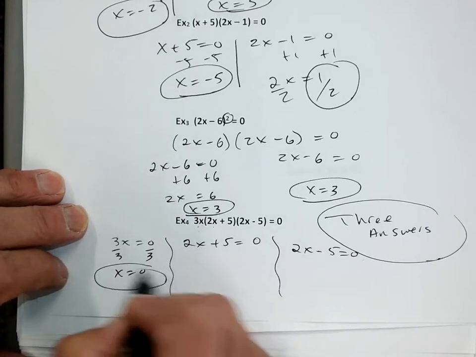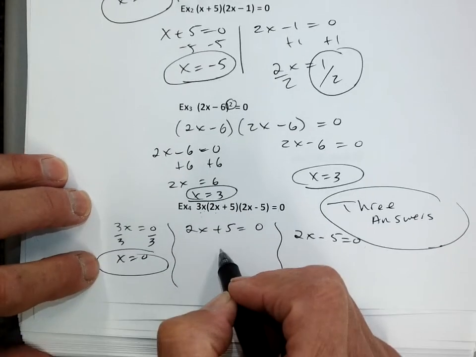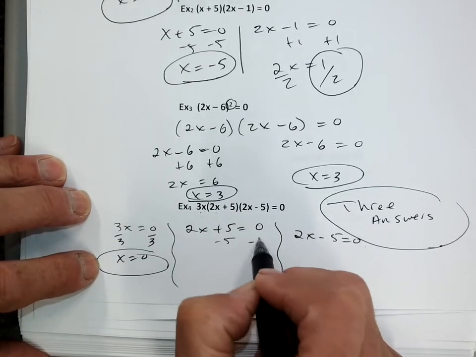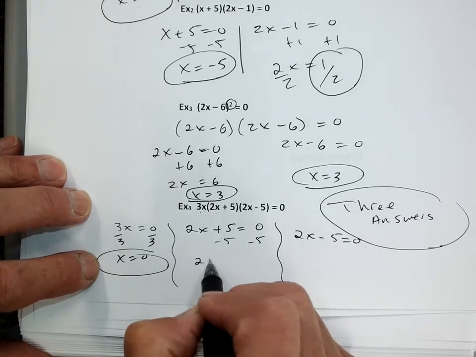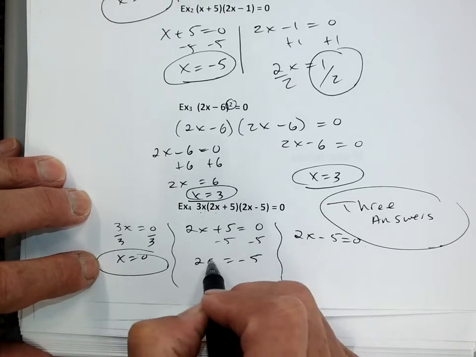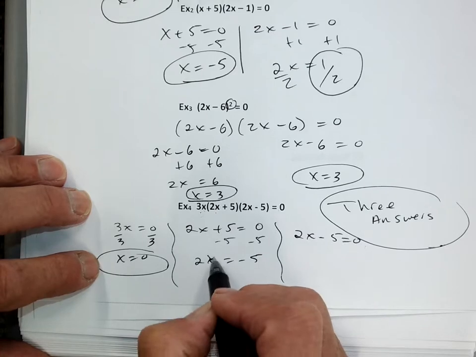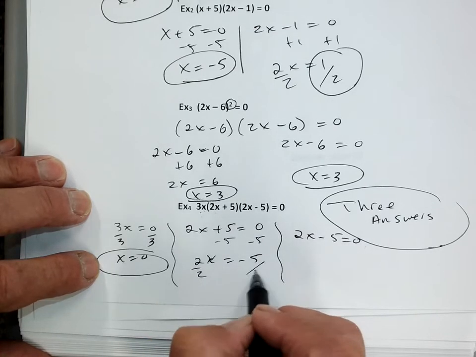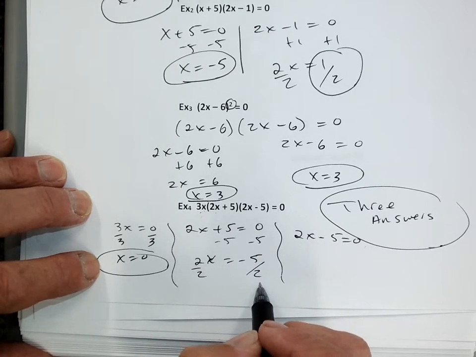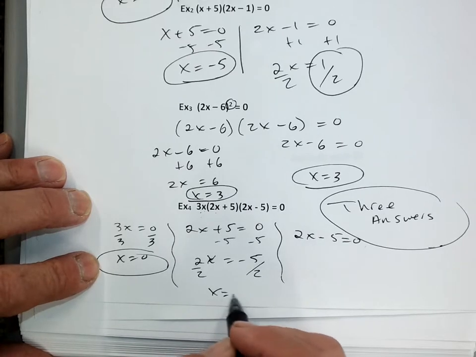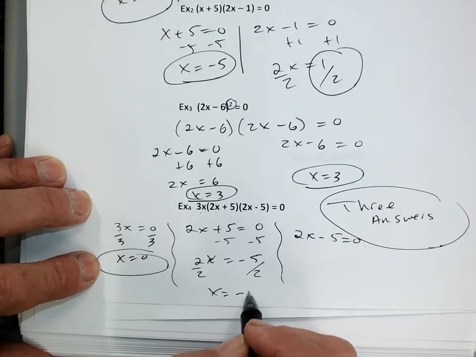Okay, there's one answer. Second mini equation, go minus 5, 2x equals negative 5. Divide by 2, and it goes in negative 2.5 as an answer. Or negative 2.5. We'll go negative 2.5. That's easier for you, okay?